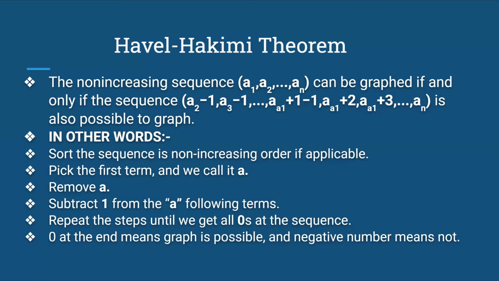So zeros at the end of the sequence means the graph is possible, which means we can graph the following sequence. And if we get negative numbers in the sequence, that means we cannot graph that sequence. So let's look at a few examples to have a better idea.